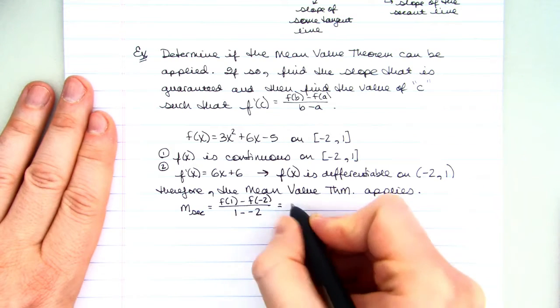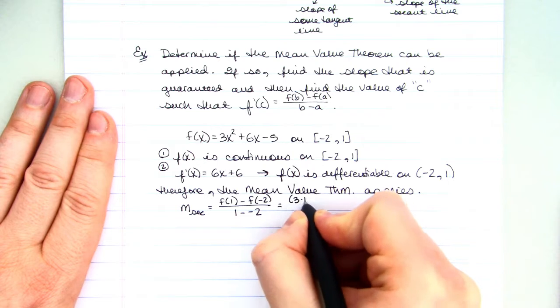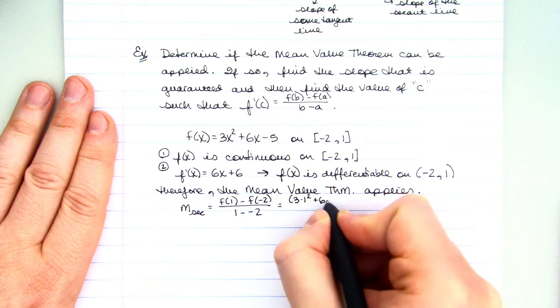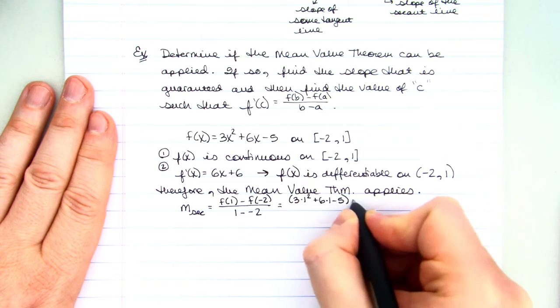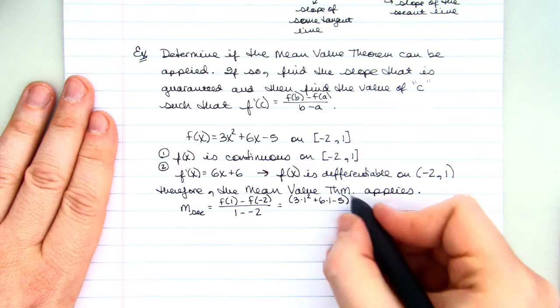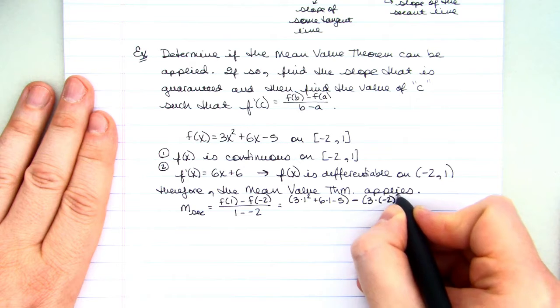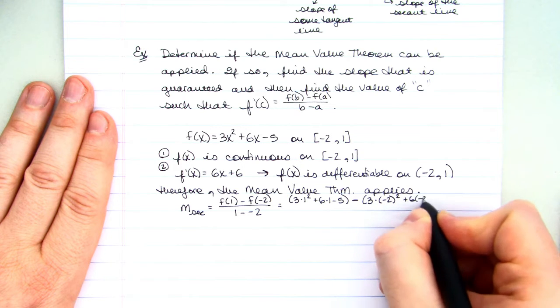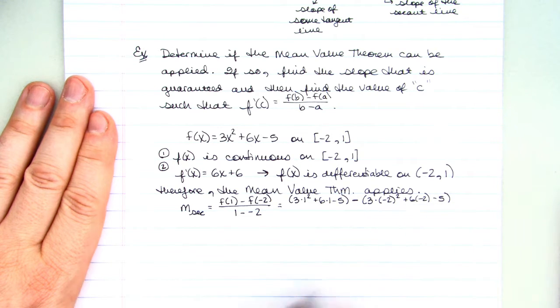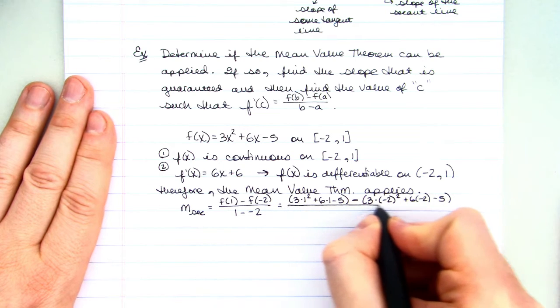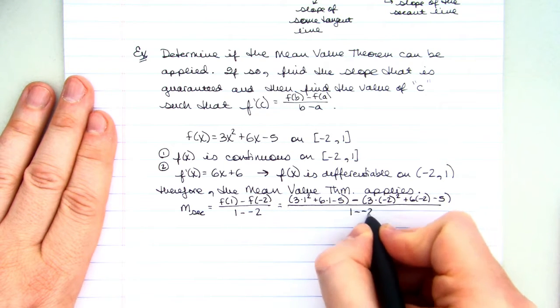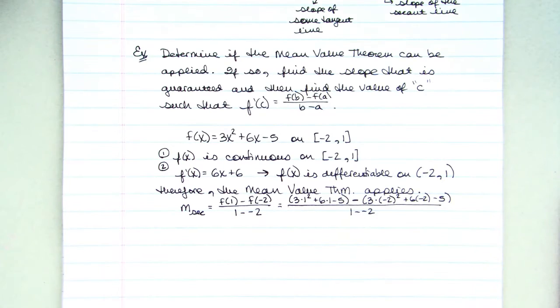F of 1, well, that's 3 times 1 squared plus 6 times 1 minus 5, minus f of -2, which is 3 times, another layer of parentheses here, -2 squared plus 6 times -2 minus 5, all over 1 minus -2. You're going to take a moment, you're going to simplify that, and you're going to tell me what slope is guaranteed.